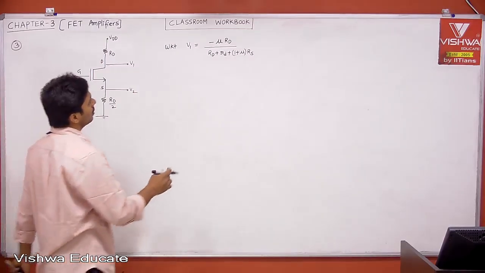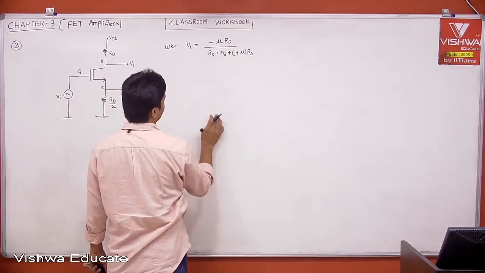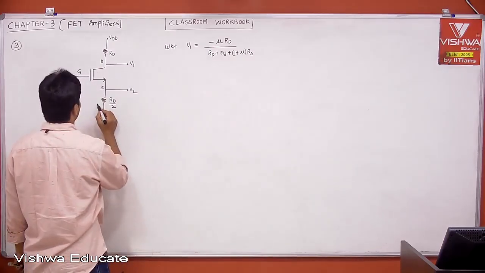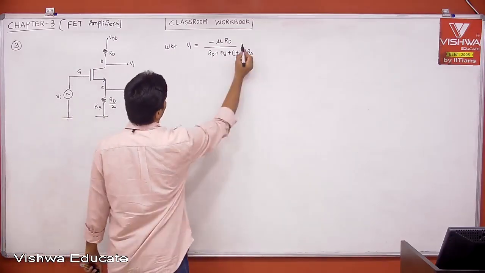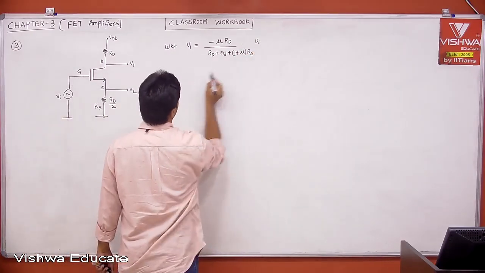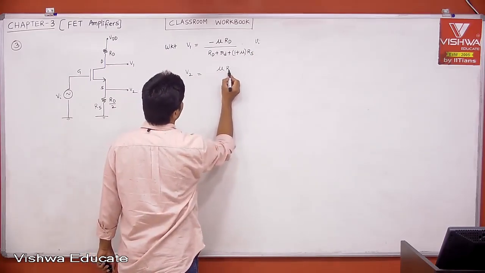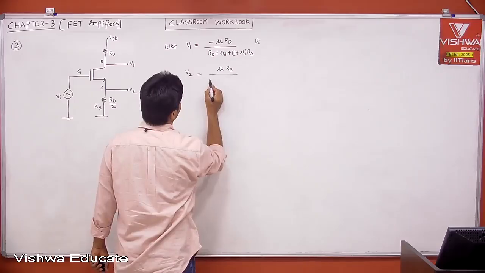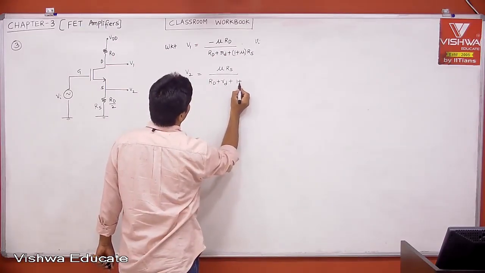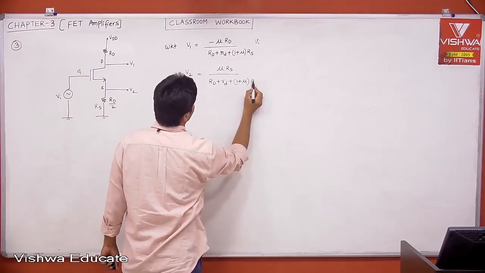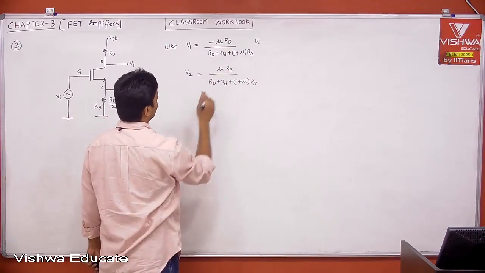Try to do it, okay? Then what is RD? But what is RS? Let me take this as RS only. This is your RS. Now what is V2? Into Vi. Similarly, V2 is equal to mu into RS divided by capital RD plus small rd plus 1 plus mu into RS. If you take the ratio, the denominator will be cancelled.